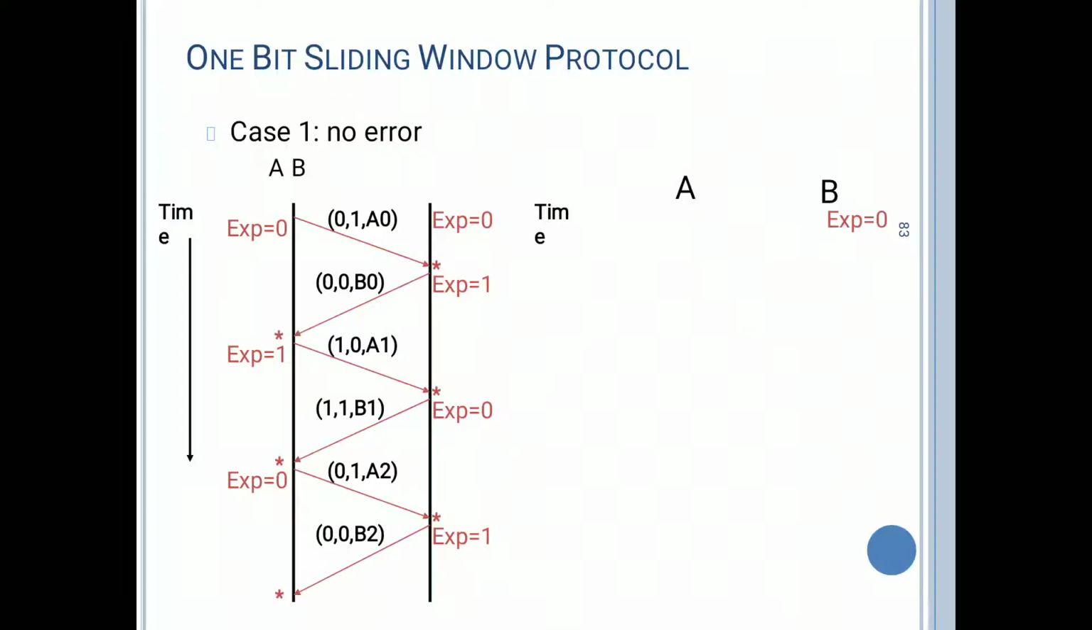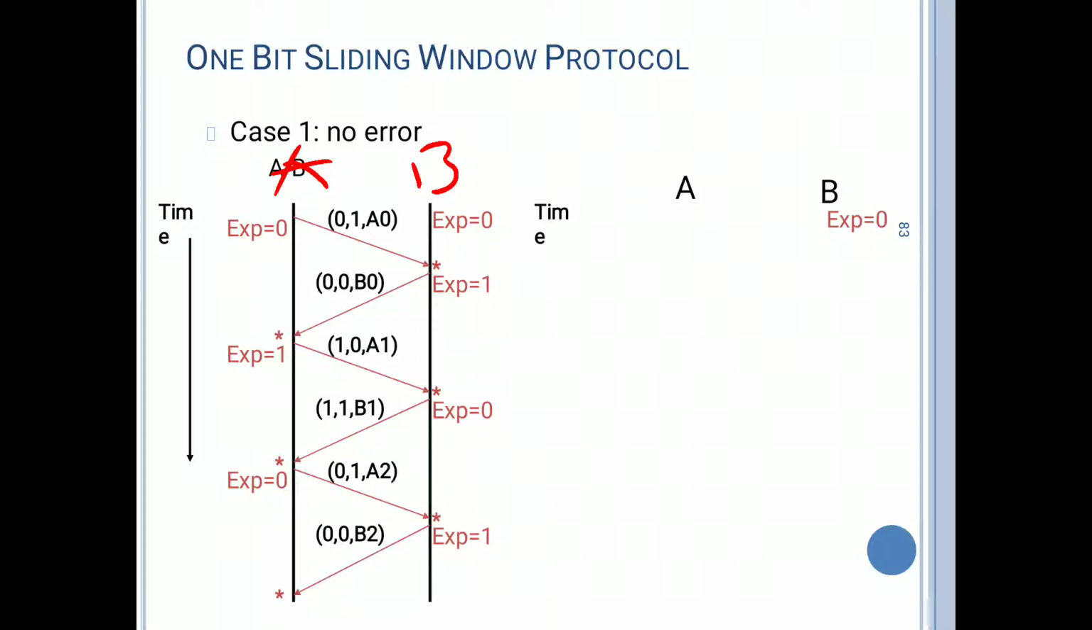The first case is no error. So what is no error? It means A sends the data which is correctly received by B, and B sends the data which is correctly received by A. Because of the noiseless channel, the data is correctly received. If you observe here, this is A, the sender's side, and this is B. A starts sending the first frame, that is 0 1 A0. So 0 is the sequence number, 1 is the acknowledgement, and A0 is the packet.